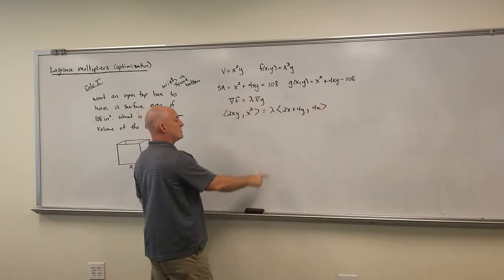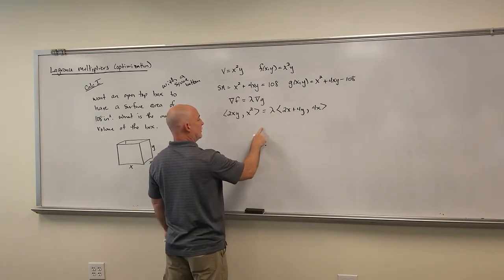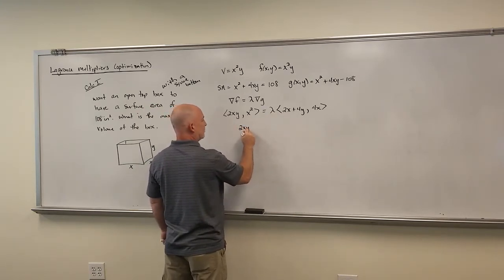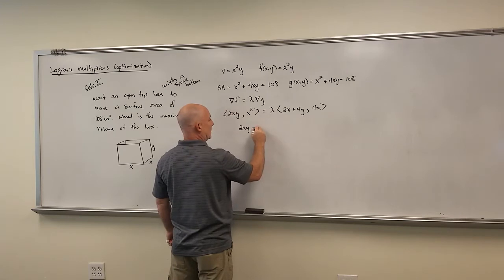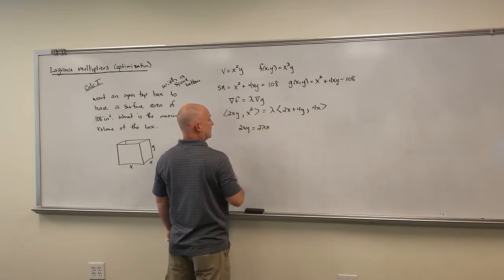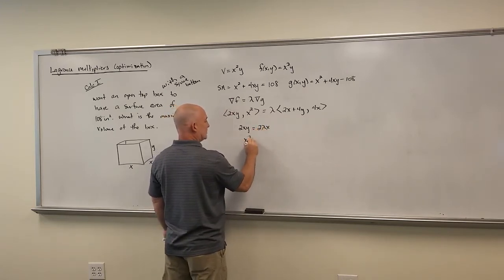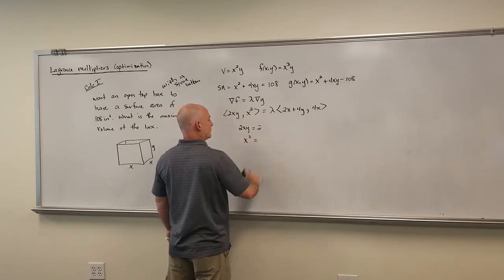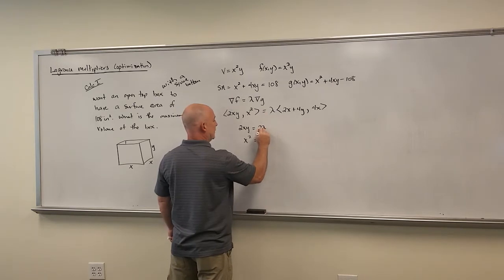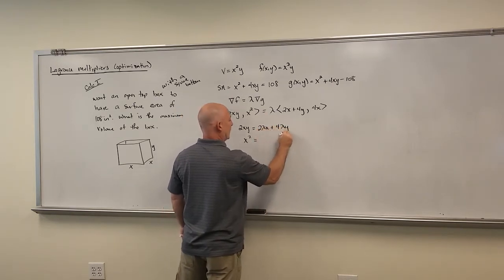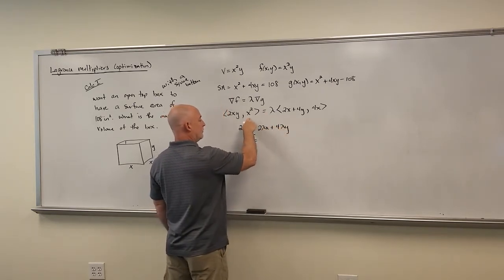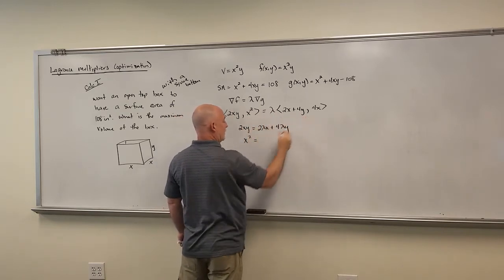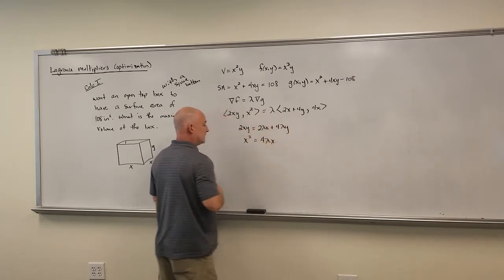Okay, so you can kind of see the equations that we're going to get out of this. We're going to have 2xy has to be equal to 2 lambda x, and then we get x squared has to be equal to, oh, I missed something. I'm going to write it out like this. So it'll be 2 lambda x plus 4 lambda y. Sorry. And then the second one, we get x squared equals 4 lambda x.